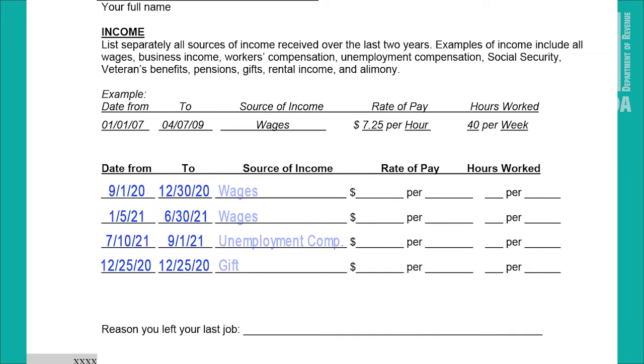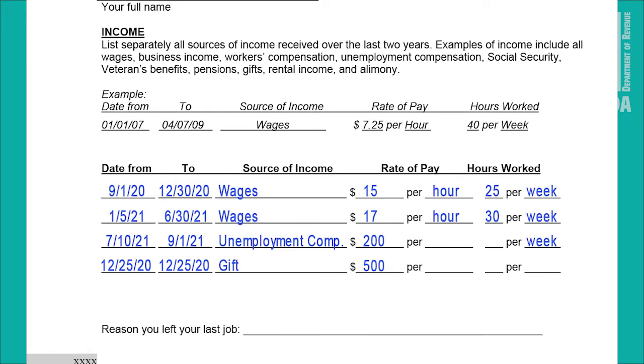To complete the income section, list the dates you received each type of income. Then, enter the source of that income. Please note, the source of your income should not be the name of your employer. Instead, you should list the type of income here. For example, wages. For each line of income, list your rate of pay and hours worked per week.